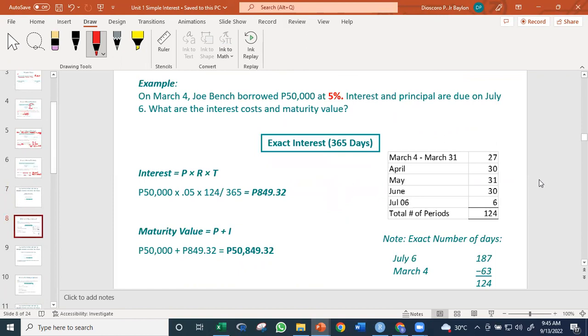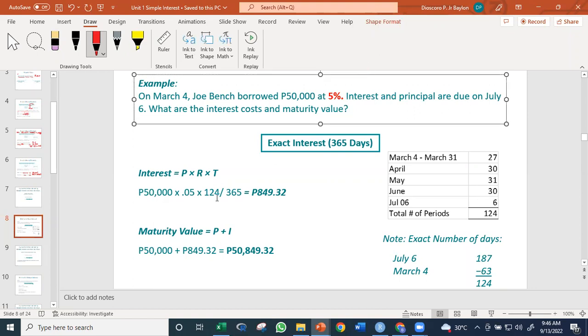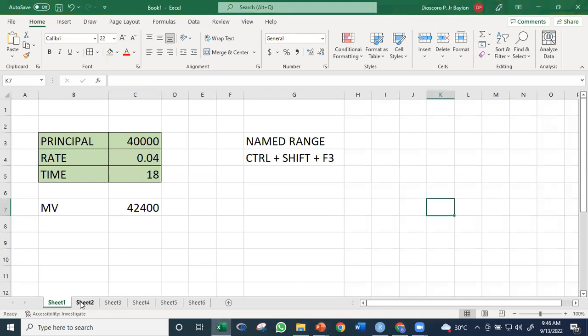So we did this last time. Okay, so our problem was: on March 4, Bench borrowed 50,000 at 5% interest. The interest and the principal are due on July 6. What are the interest cost and maturity value? So let me copy this, Control C. Let's put it here.